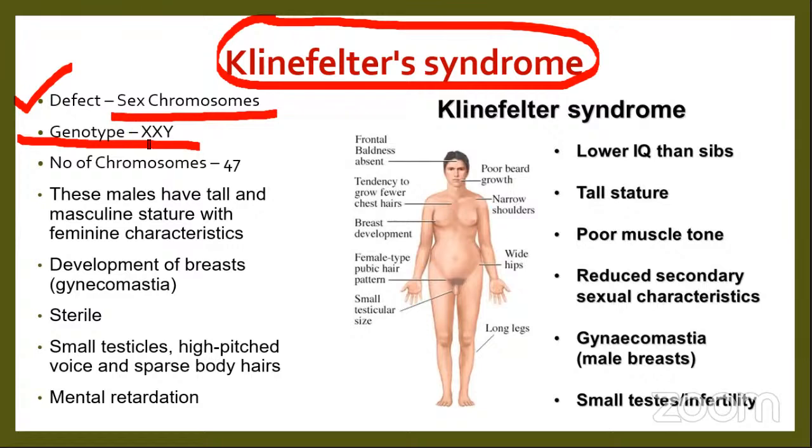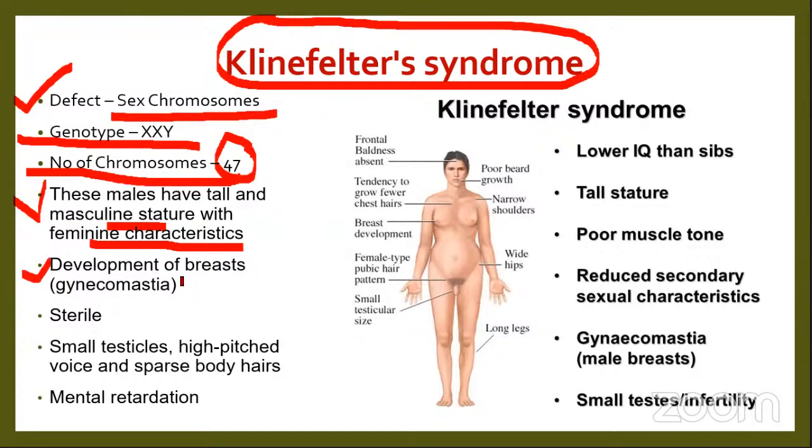That is an X chromosome. Here you can see the healthy male condition is XY, but in Klinefelter's syndrome there is XXY. There are two X's. Right? The number of chromosomes is 47. Obviously, when one X chromosome is added extra, it becomes 47. So these males have tall and masculine stature with feminine characteristics. They have some feminine characteristics in their body.